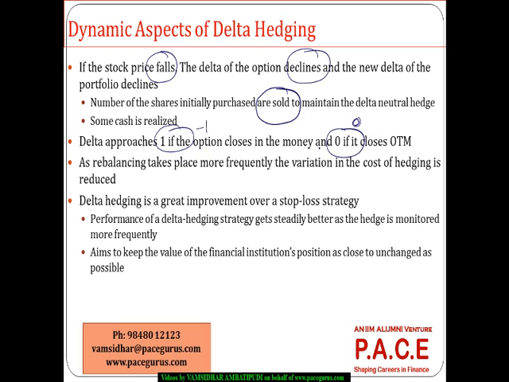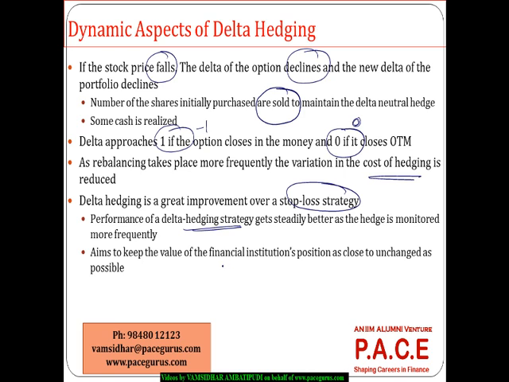If it is closing out of the money, it's going closer to 0. And if the rebalancing is taking place more frequently, the cost of hedging is getting reduced, because sometimes I am getting cash, sometimes paying. So there is some kind of a balancing out that is happening. It's a much better improvement over the stop loss strategy where I am buying the underlying when it is in the money and selling it when it is out of the money, because the performance of a delta hedging strategy becomes better and better once we are monitoring it on a regular basis.